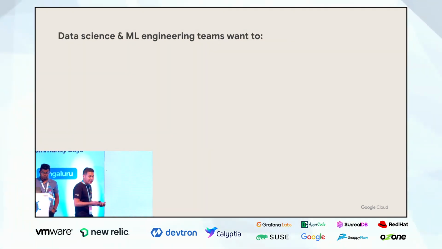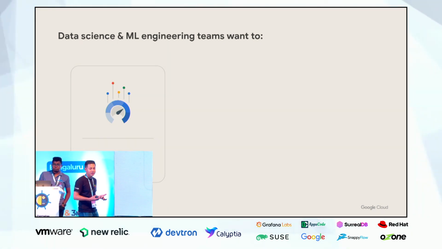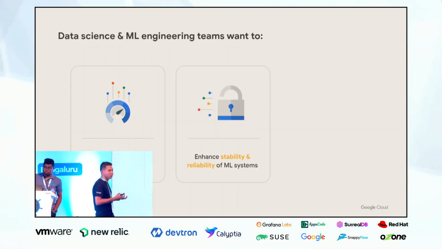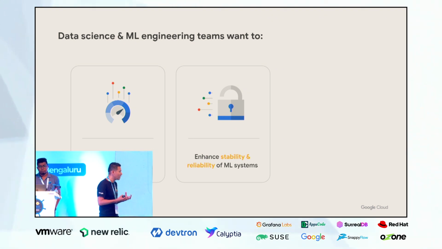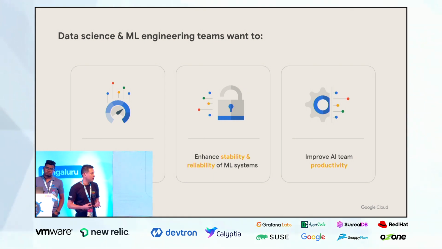So what do data science or ML engineering teams want? They want faster time to market. They want reliable and stable ML systems. And ultimately, they want to improve their productivity.